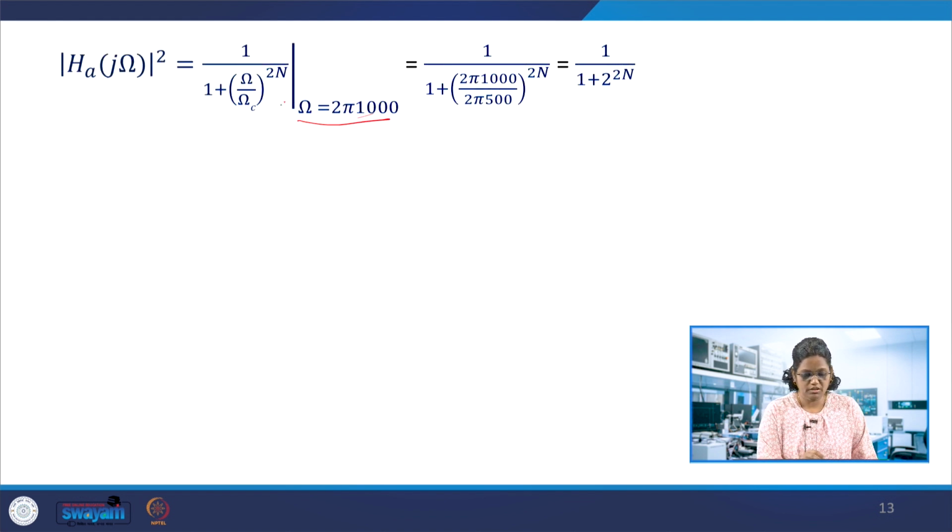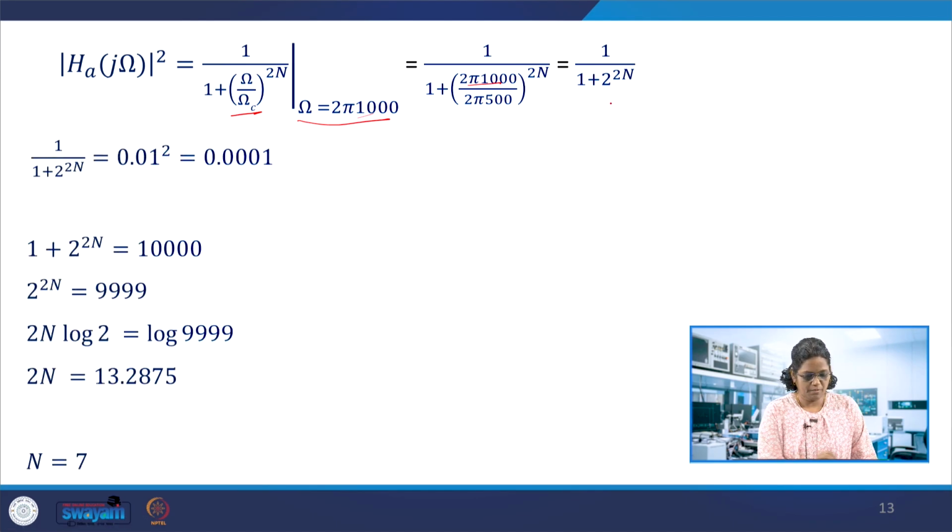So for this 40, if we substitute over here, omega is 2 pi 1000 and omega c is known, which is 2 pi 500, that is 500 hertz. So you get 1 plus 2 power 2n. From this you equate this to the 40 dB requirement, that is del s squared, which is 0.0001. So calculate n: 2 power 2n is this, and 2n log base 2 is going to be this, and n comes out to be 7.